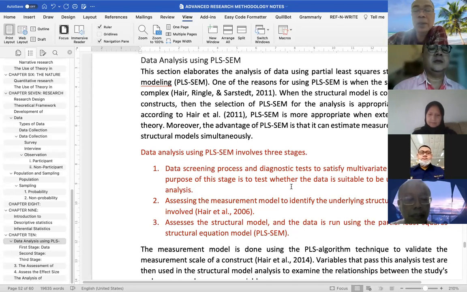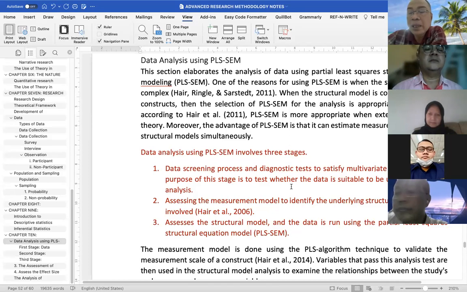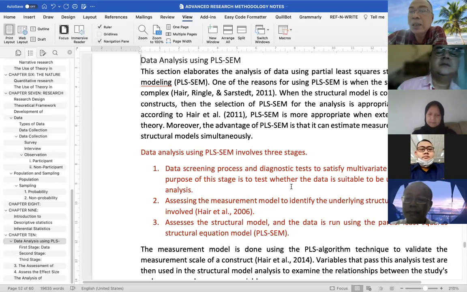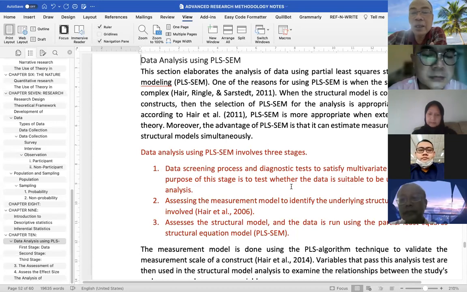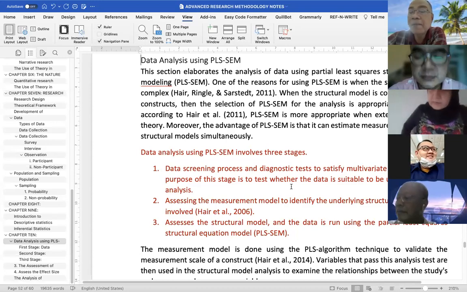Okay, inshallah, we will continue next week by reviewing the data analysis using PLS-SEM. The reason I want to review is number one, this is quite difficult. This is called the advanced data analysis. We want to go into more detail. And it's also on the final exam. So pay attention. This one is on the final exam.